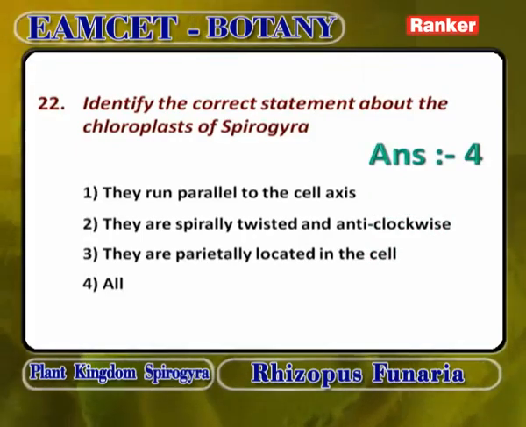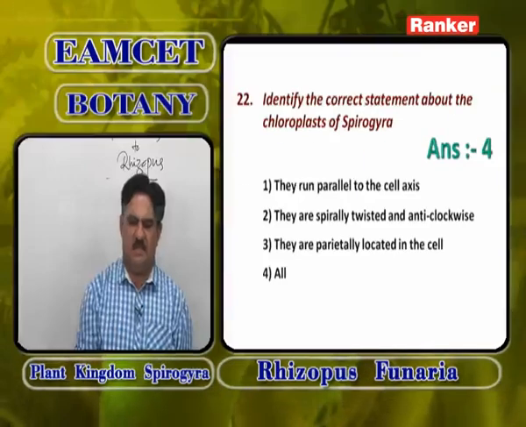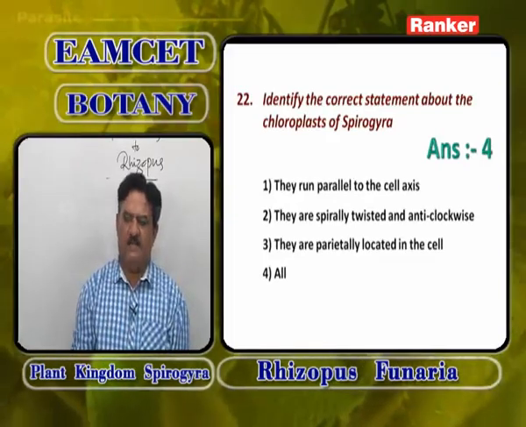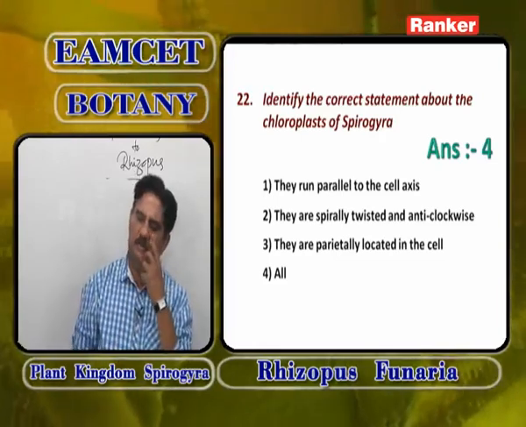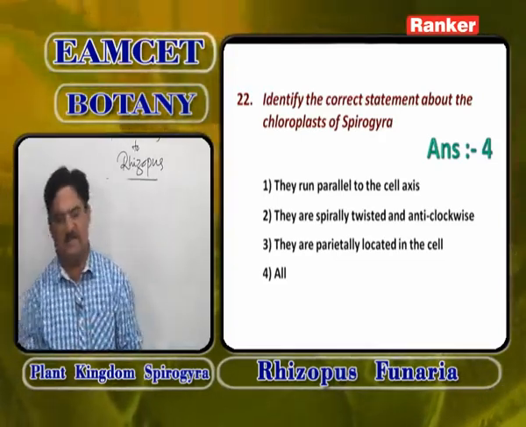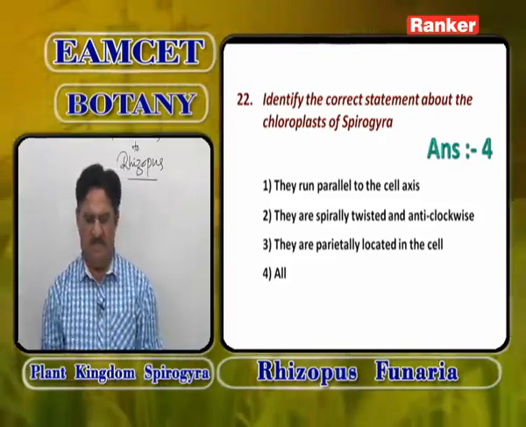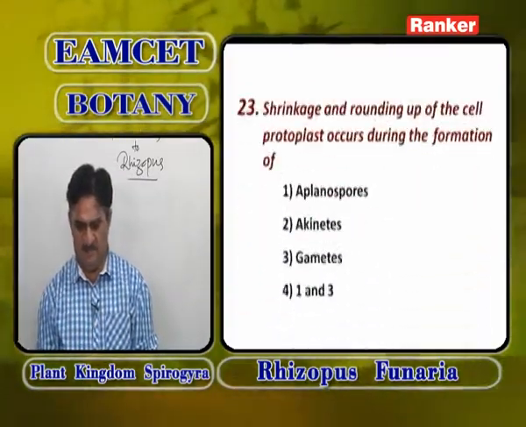Identify the correct statement about the chloroplasts of Spirogyra. They run parallel to the central axis or cell axis is correct. They are spirally twisted and anti-clockwise is correct. They are parietally located in the cell, which means they are peripherally located in the cell, is also correct. So all of this is the answer. Fourth is the answer for this.